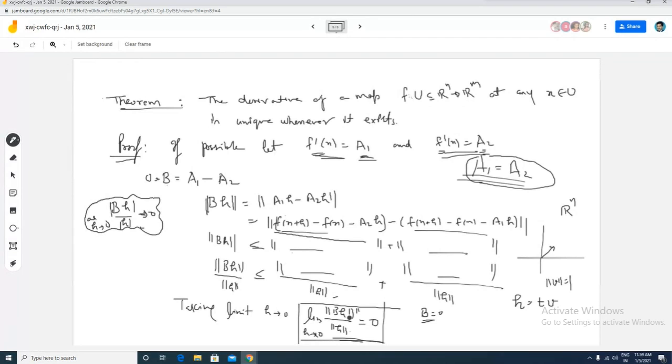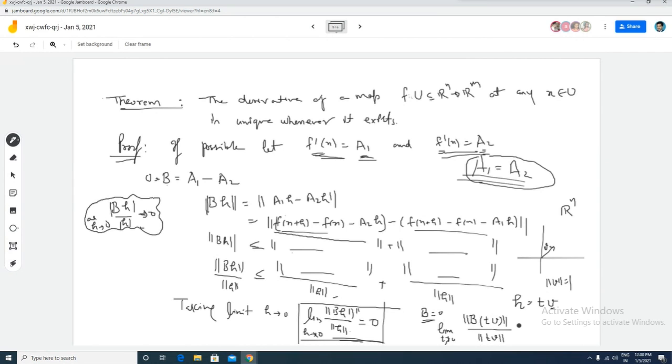Now you put h is equal to tv here, so what will this become? This b, a linear transformation, applied to tv, norm of this, divided by the norm of tv. And this limit, because h is equal to tv and v is a unit vector, v is a fixed vector, so now you can write this as limit t tending to 0, right? And this is equal to 0.